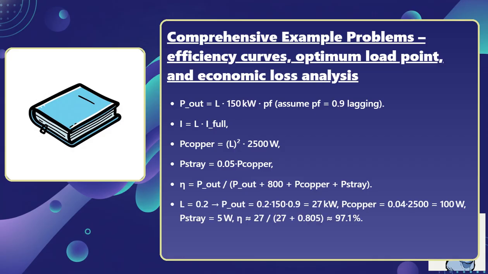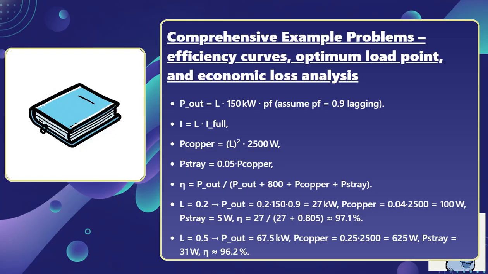L equals 0.2 leads to P out equals 0.2 times 150 times 0.9 equals 27 kilowatts. P copper equals 0.04 times 2,500 equals 100 watts. P stray equals 5 watts. Eta approximately 27 divided by 27.905, approximately 97.1%.